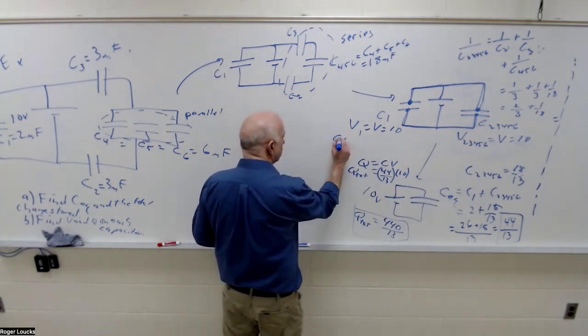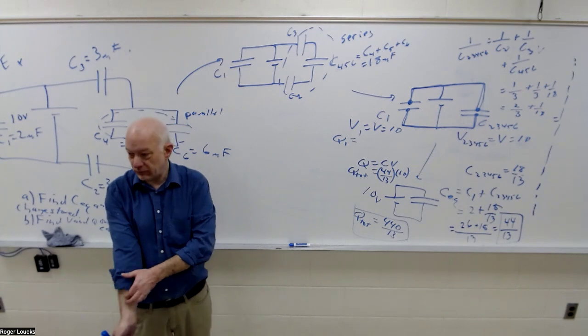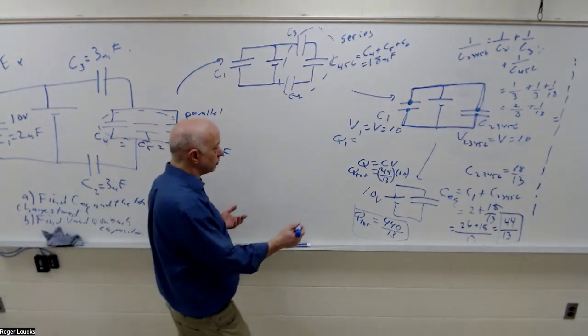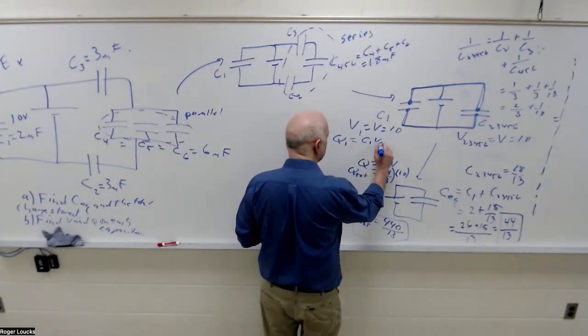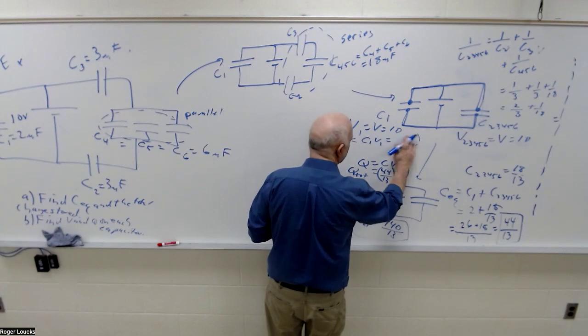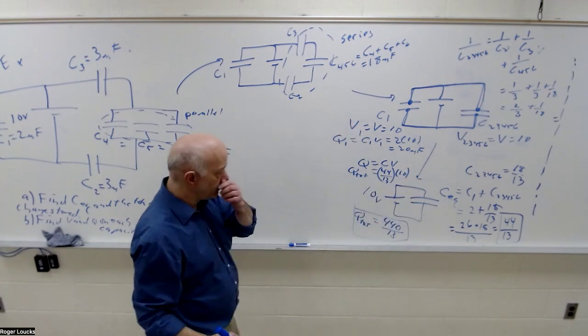So what's going to be the charge on our first capacitor? We're just going to say this is our C1 V1. This is going to be 10 times 2. Actually, let's put it in the right order: 2 times 10, so this would be 20 microcoulombs. That one's out of the mix.